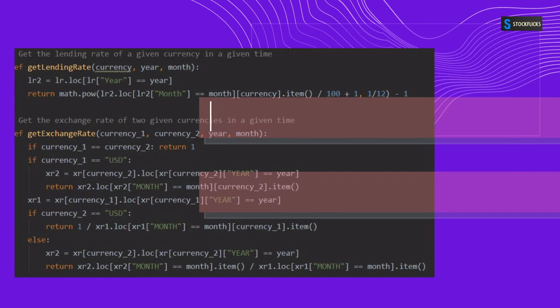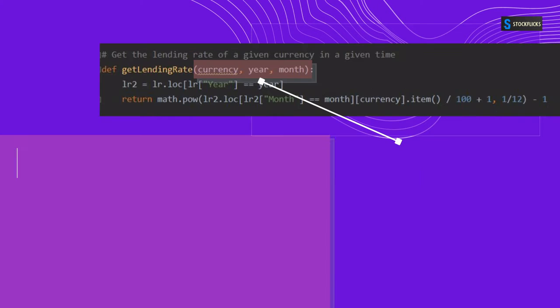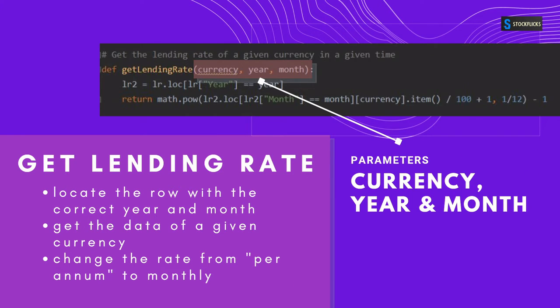In this video, we will talk about two functions, get lending rate and get exchange rate, and these are the codes to be covered. The first function is the get lending rate function. This function has parameters currency, year, and month. It simply returns the lending rate of this currency at this given time.